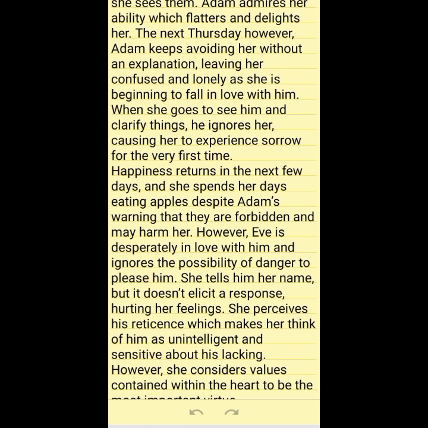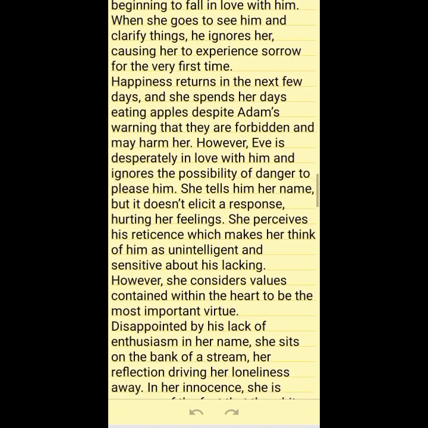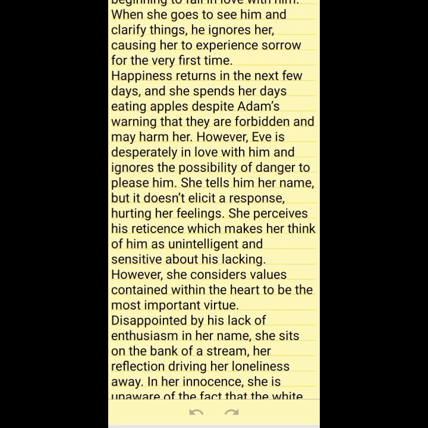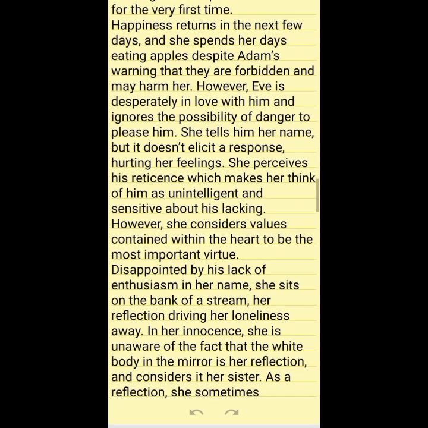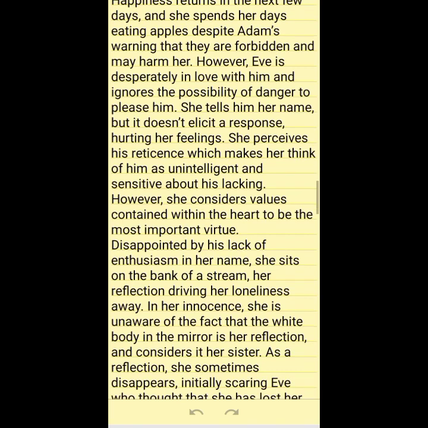Of course, when Eve was in love with him and then Adam started avoiding her, it was confusing. When she goes to see him and clarify things, he ignores her, causing her to experience sorrow for the very first time. Now Eve is feeling sorrow. She is feeling sad. Happiness returns in the next few days as she spends her days eating apples, despite Adam's warning that they're forbidden and may harm her. However, Eve is desperately in love with him and ignores the possibility of danger to please him.